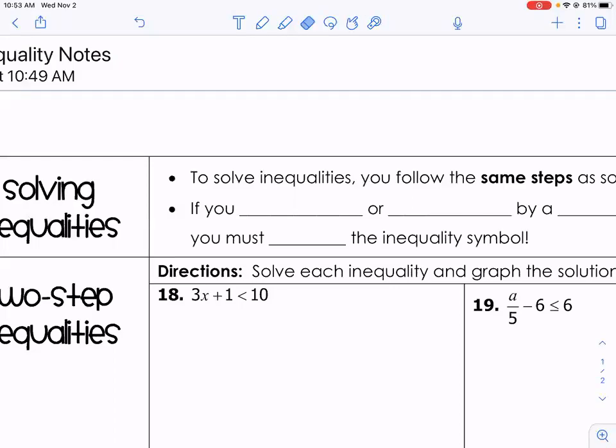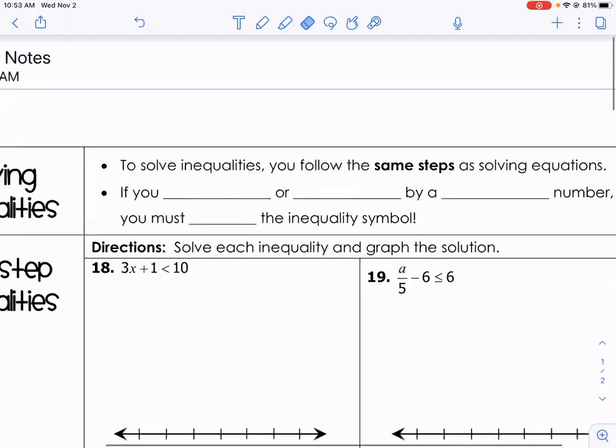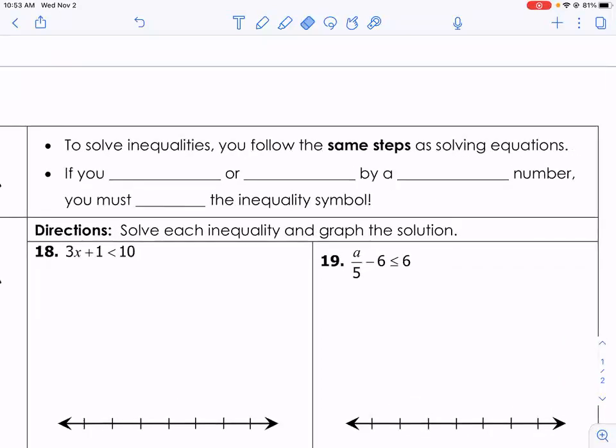Okay, you know how to solve a two-step equation, which means you should know how to solve a two-step inequality. You are going to take the same steps as you did in an equation. The only difference is if you multiply or divide by a negative number, you must flip the sign.